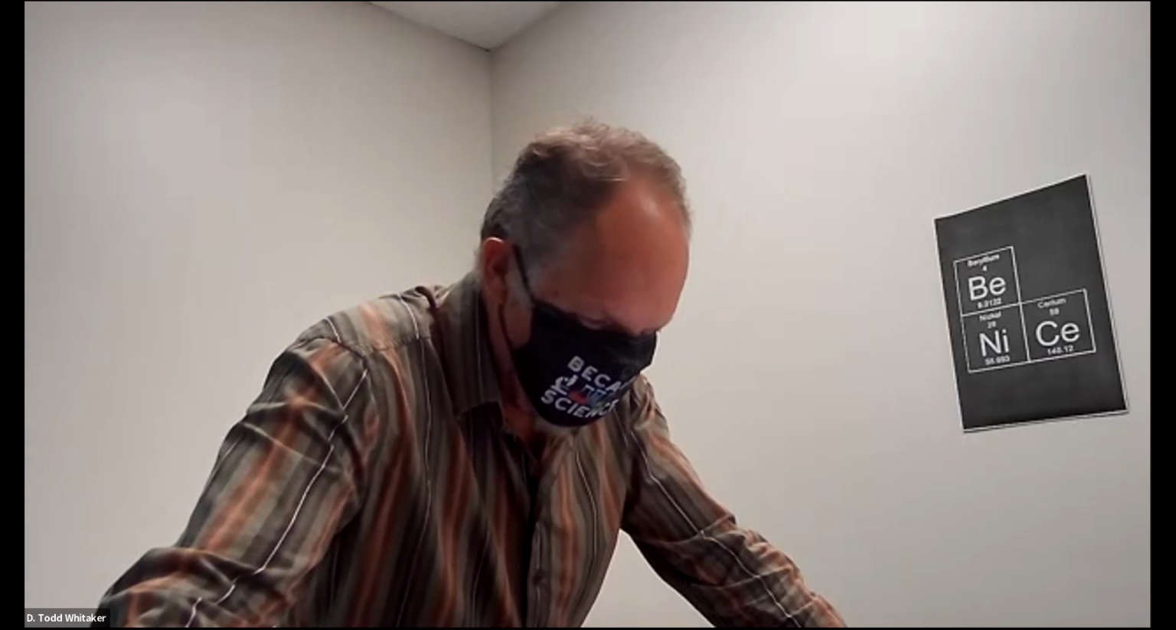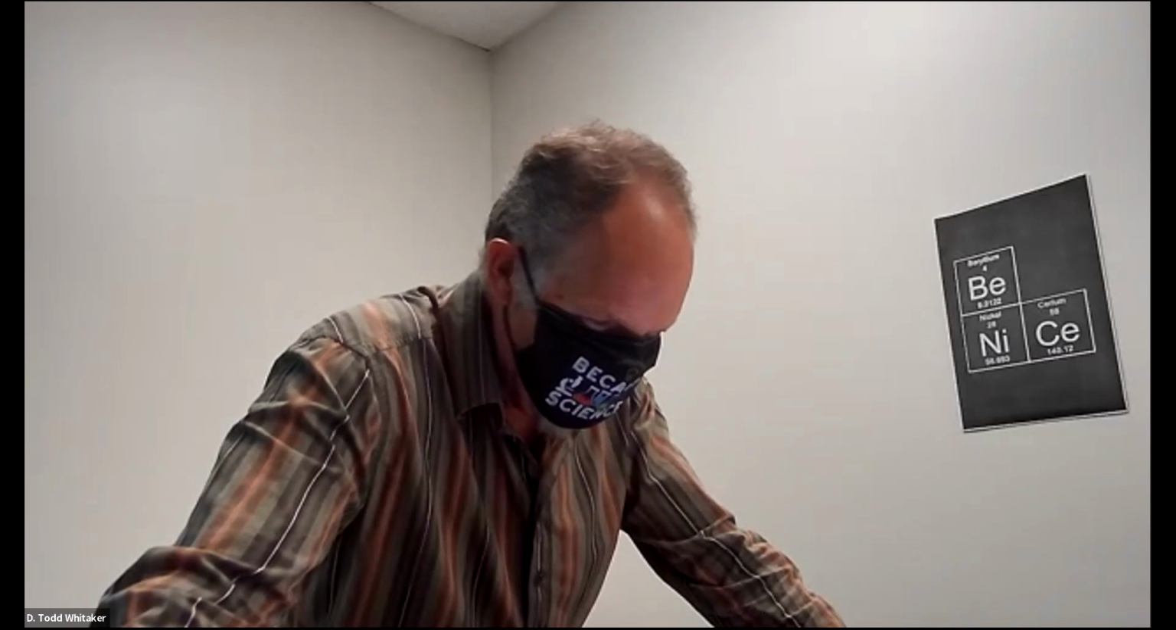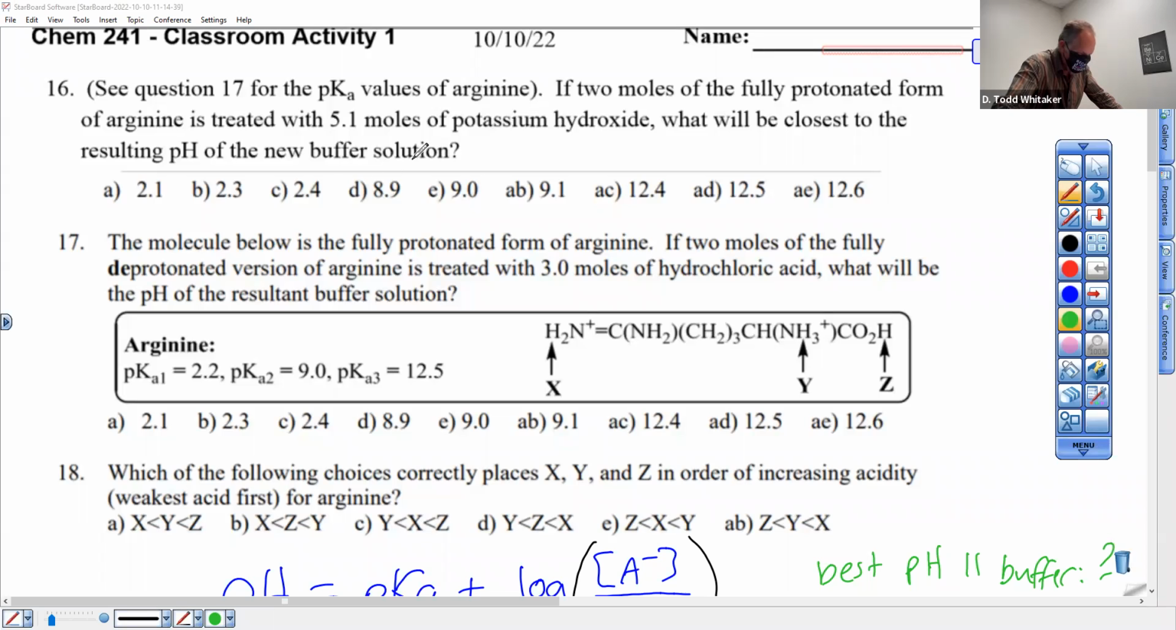All right, now that we finished our long intro to buffers, let's actually do some buffer problems. If you look at arginine down here in question 17, you're told the 3 pKa's. Now what this means, everybody, is I can design a buffer using just the arginine and its conjugate partners to have a buffer near pH 2.2 or 9.0 or 12.5.